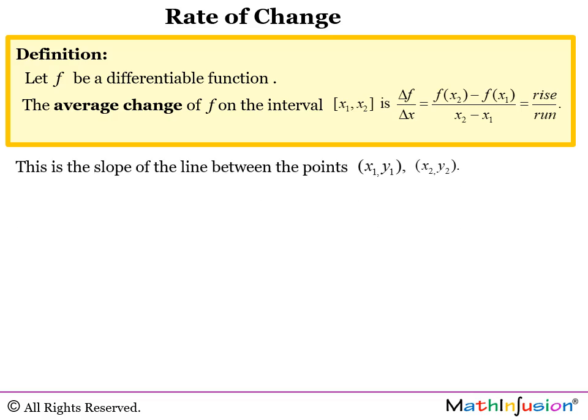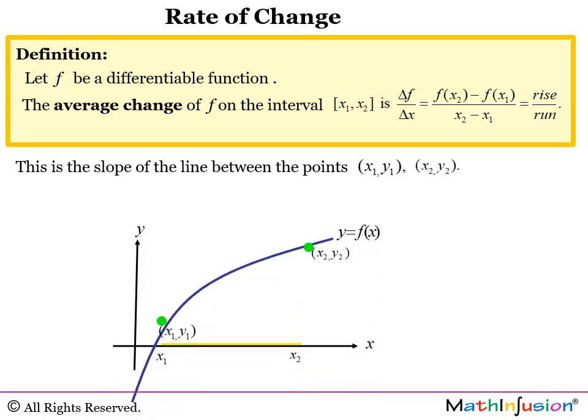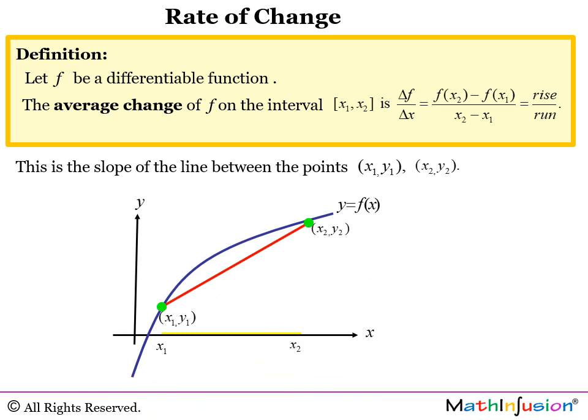This is the slope of the line between the points x sub 1, y sub 1, and x sub 2, y sub 2. Okay, it's this. It's the secant line. This is the run, and this is the rise.